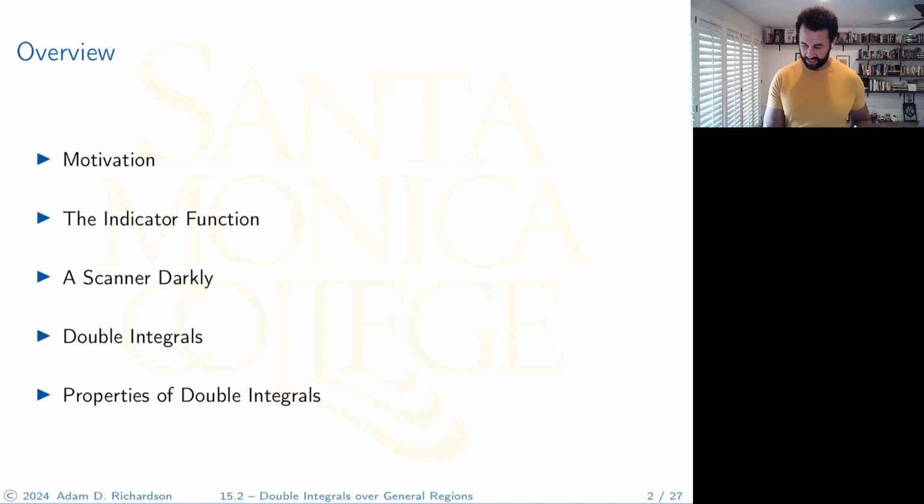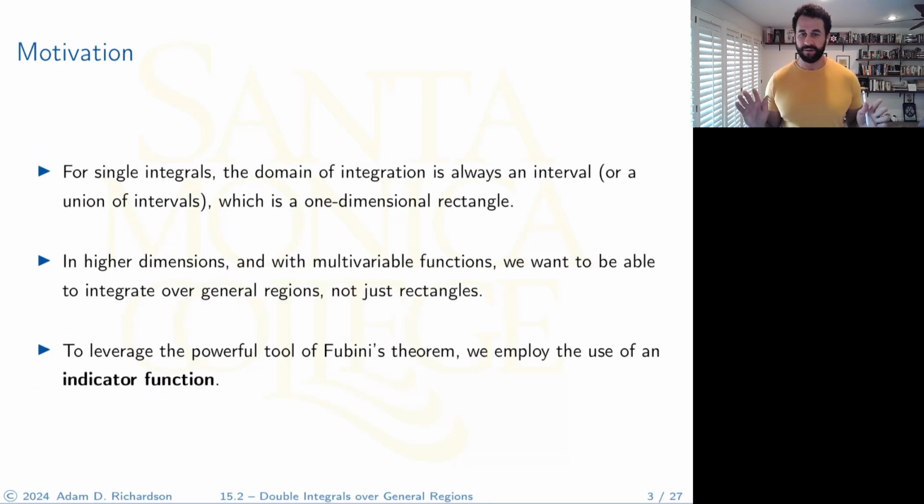All right, so here's the motivation. For single integrals, the domain of integration was always an interval, or a union of intervals, if you had to partition it or something like that. But remember that an interval is just a one-dimensional rectangle, and a rectangle is a two-dimensional rectangle, and then a rectangular prism is a three-dimensional rectangle. But anyway, when we had only one variable, there was just an interval. And so we only really had two ways to scan the region. We could go from left to right, or we could go from right to left. And that was about it.